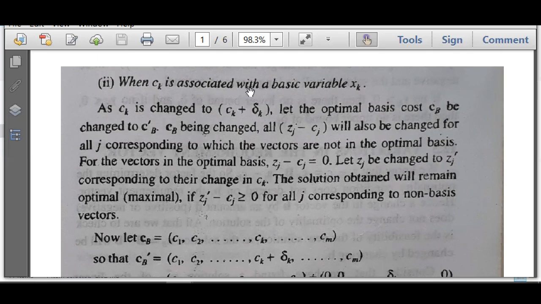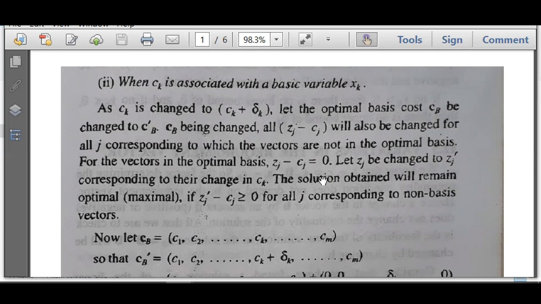So I repeat what I am doing throughout here. I am ultimately forced to consider the non-basic part of the optimal solution. Consider Zj minus Cj corresponding to the non-basic optimal part, and put the constraint Zj minus Cj greater than or equal to 0. Now Zj is replaced by Zj dash because of the change in the Ck variable. So ultimately you have to see that Zj dash minus Cj is greater than or equal to 0 for all j corresponding to the non-basis vectors.